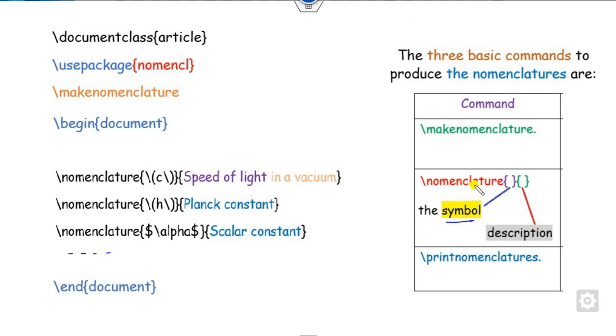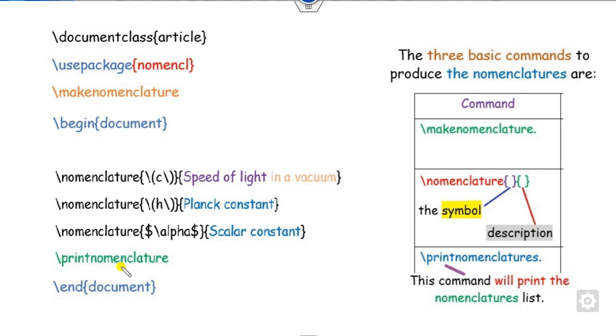Once you have defined all these nomenclatures, your task is to print the nomenclature. So you have to write here the command print nomenclature. This command is used to print the nomenclature in the LaTeX file. When you write all these three syntaxes in the LaTeX file and run it, the output will be like here.